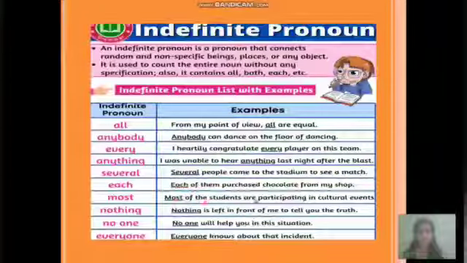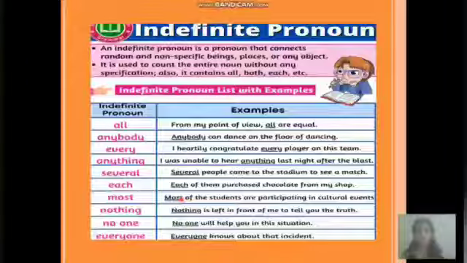Most of the students are participating in the cultural events, maybe the cultural event that is happening in our school. So I'm just telling most of the students. Maybe in a class of 40, I'm telling most of the students are participating in the cultural event. So again, here I'm not specific about whom I'm talking. So most is an indefinite pronoun here.